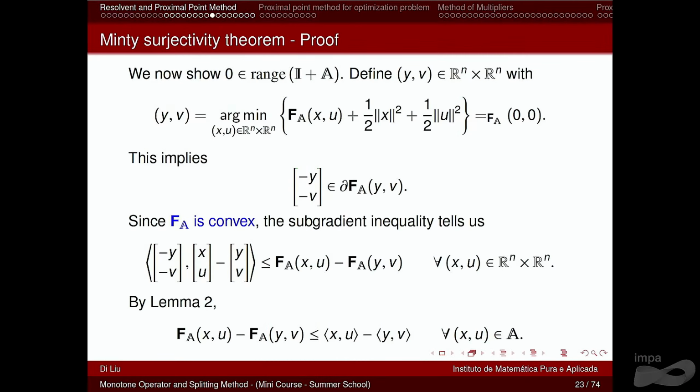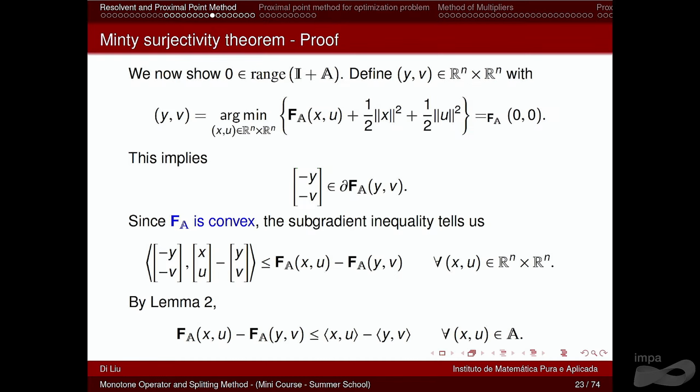So as long as we get this vector minus y minus v belongs to the subgradient of this Fitzpatrick function, so this vector is a subgradient. So we can use subgradient inequality, okay? For any uv in the whole space, we have this. You see, here is a subgradient, okay? Here is a subgradient. And this is the subgradient inequality, okay?